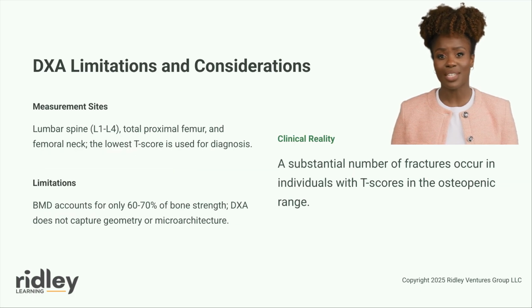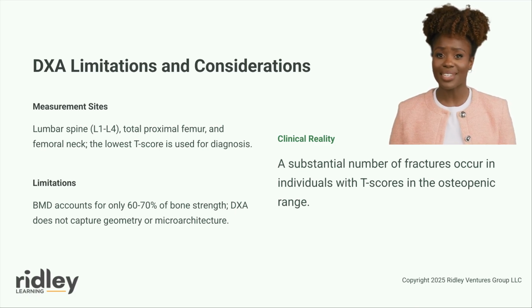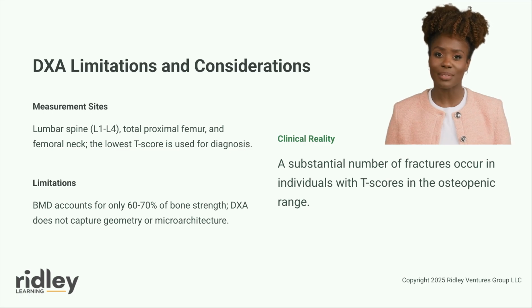Standard measurement sites include the posterior anterior lumbar spine, typically L1 through L4, the total proximal femur, and the femoral neck. The lowest T-score among these sites is used for diagnostic classification. Each site offers distinct advantages and limitations.